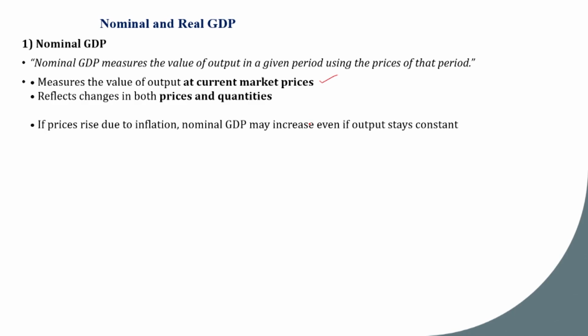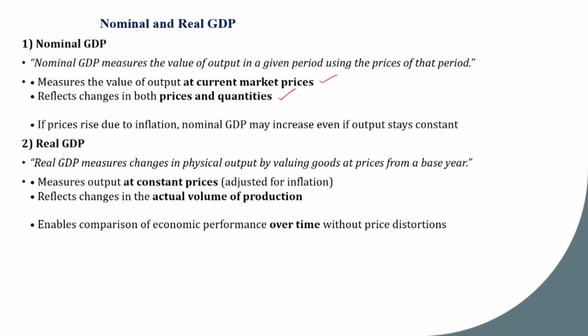So in that way, we already know this. That means in the previous session, we have seen that it reflects the changes in both prices and quantities. So if prices rise due to inflation, nominal GDP may increase even if output stays constant.